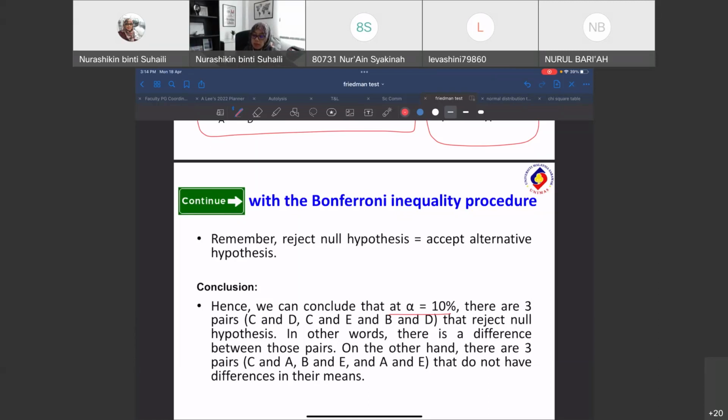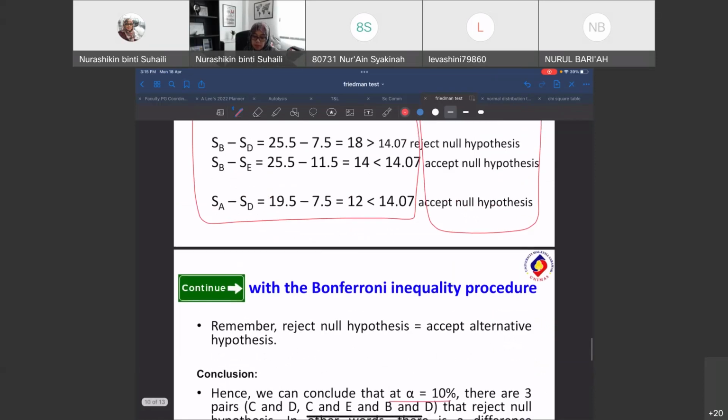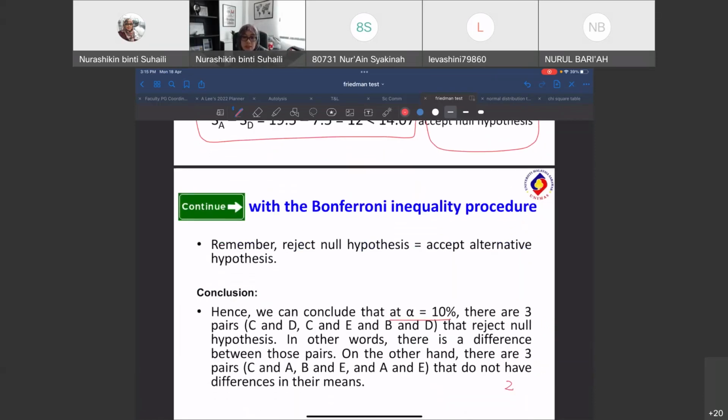So the marks normally are 2 marks. So if you just state one condition, we give 1 mark only. So that's why you have to state those 2 conditions. Okay, so that's how you solve a problem using a Friedman test.